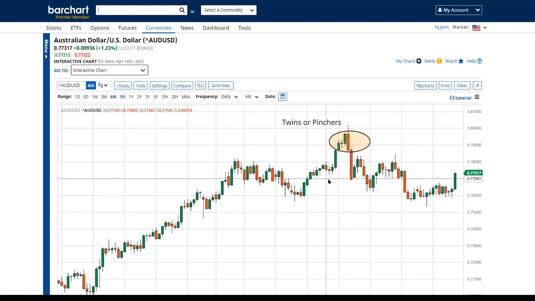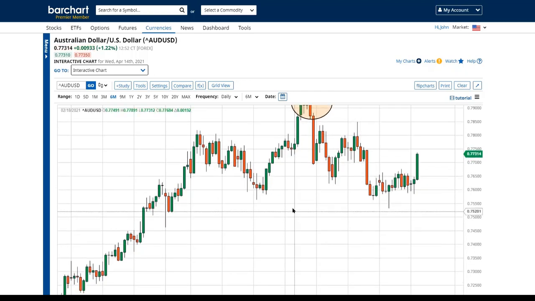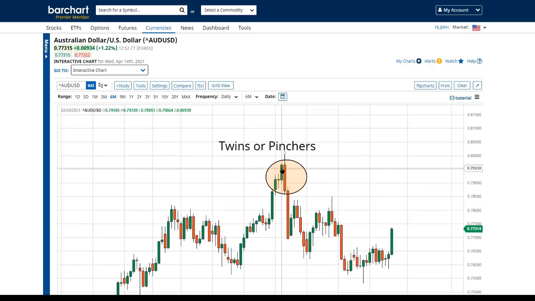And what is important for us here, or the key, is that we have a green candle, an up candle, and a red candle down. And the key here is that the opening price of the red candle has to be the closing price of the green candle.